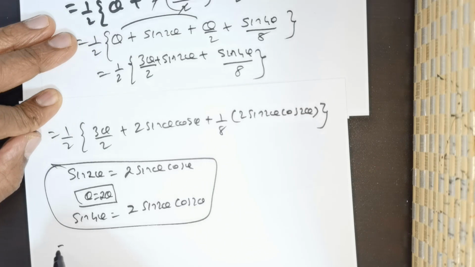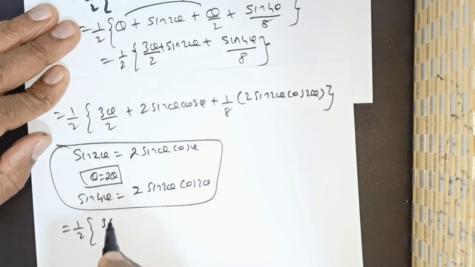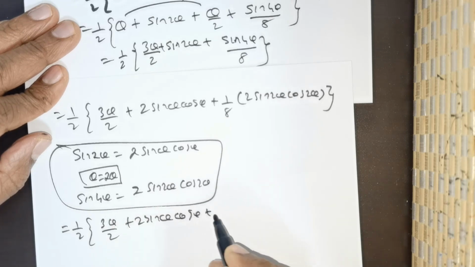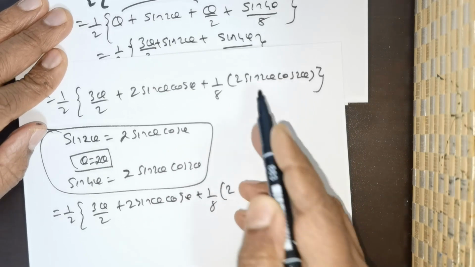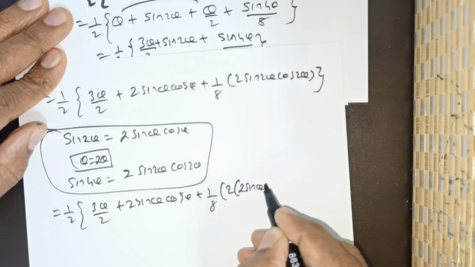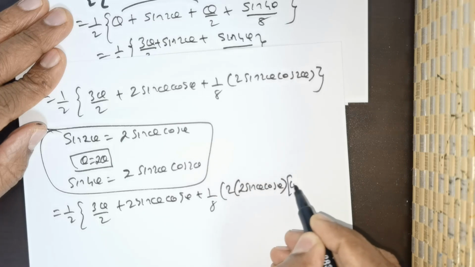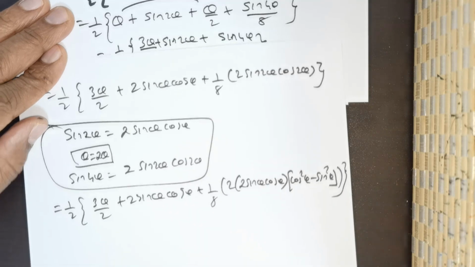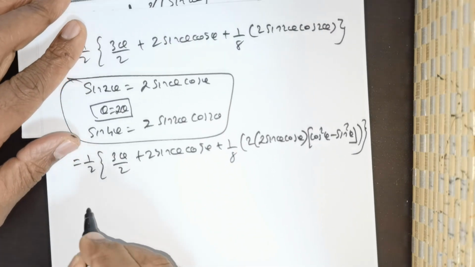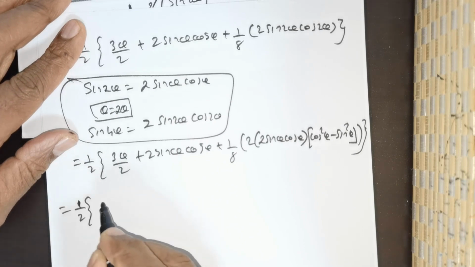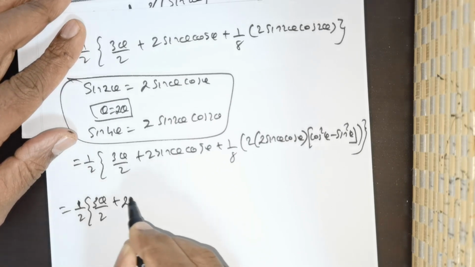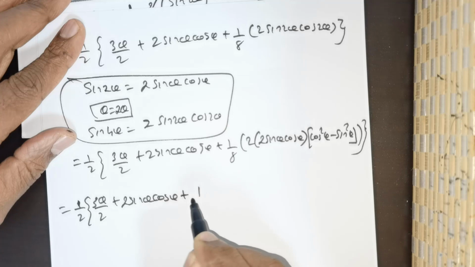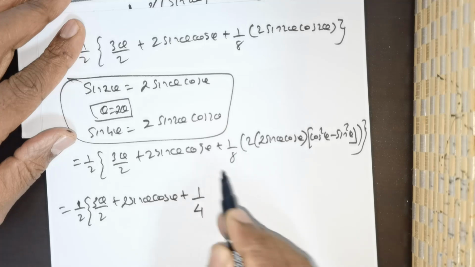So this is equal to 1 over 2 times 3 theta over 2 plus, retaining this as it is, sin theta cos theta, plus 1 over 8 times sin 2 theta, which is 2 times sin theta cos theta, and cos 2 theta, which is going to be cos squared theta minus sin squared theta. Okay, so I'm rewriting this. This is equal to 1 over 2 times 3 theta over 2 plus 2 times sin theta cos theta. I am taking 2 out, so it's going to be 1 over 4, right?